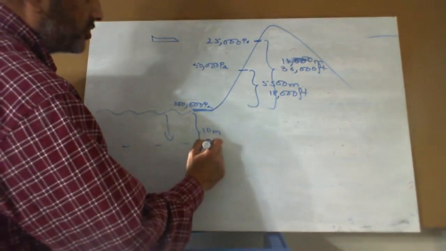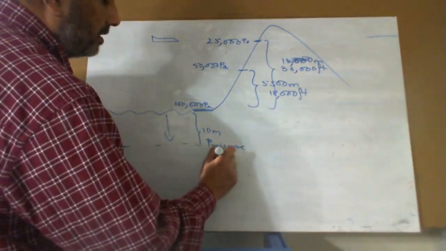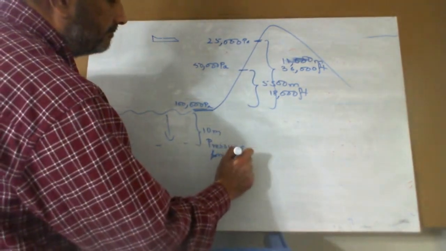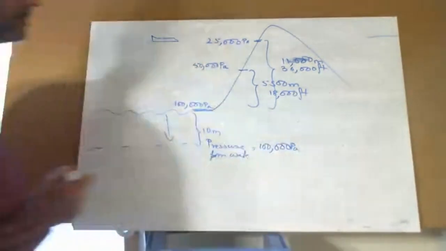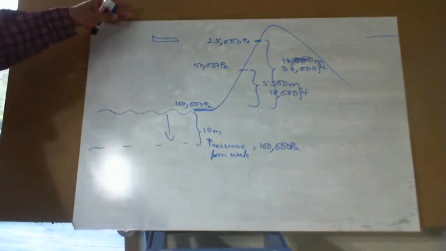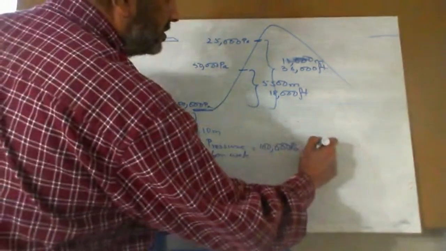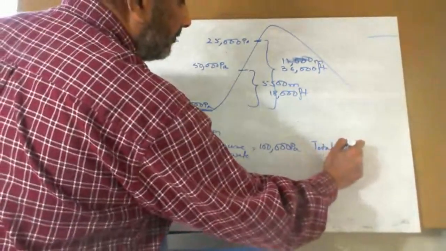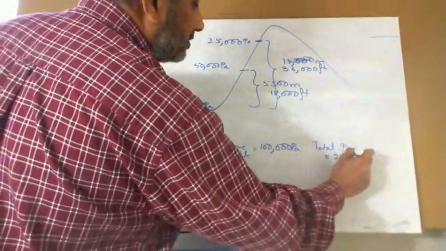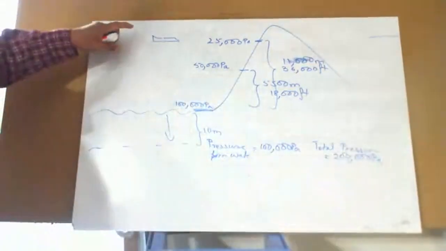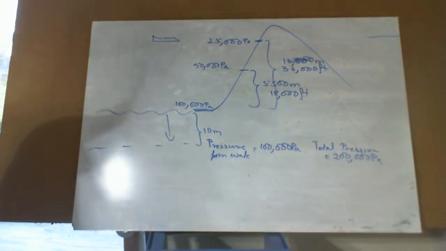So here, the pressure due to water alone, pressure from water, is about 100,000 pascals, right? What is the total pressure? The pressure due to the atmosphere and the water, the total pressure is 200,000, right? 100,000 from the atmosphere, and then another 100,000 from the water, so 200,000.